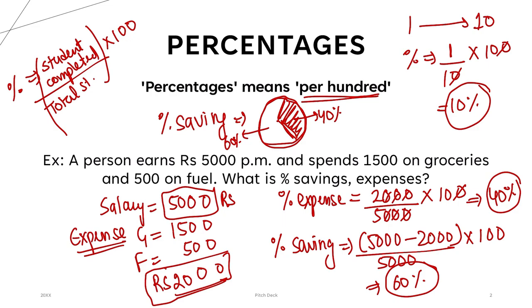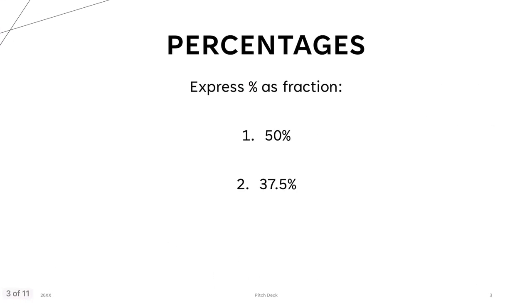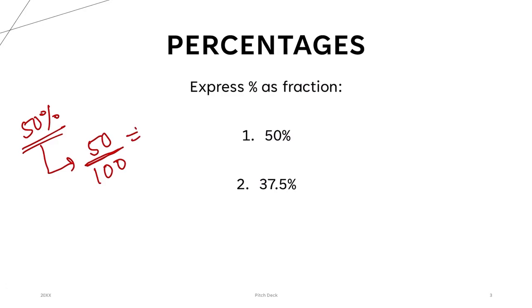Now, moving on. Now, this percent is given to you, 50%. Express this in the form of a fraction. How do we express this in the form of a fraction? 50% means per 100. Per means divide sign, 100 means divided by 100. So this is how you express it in the form of a fraction. 50% means 50 divided by 100. So, you can simplify it to 1 by 2, right?